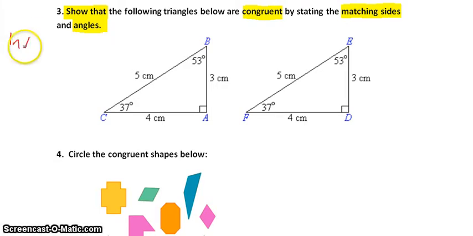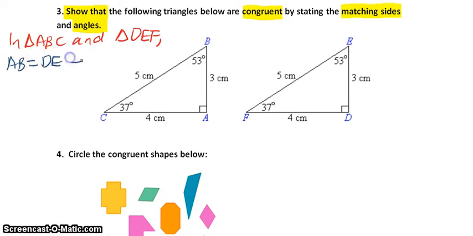I'm going to start by going in triangle ABC and triangle DEF because I want to tell the marker what I'm doing and where I'm starting and what I'm looking at. So in these two triangles, I can say that AB is equal to its matching side DE, and that is equal to 3.